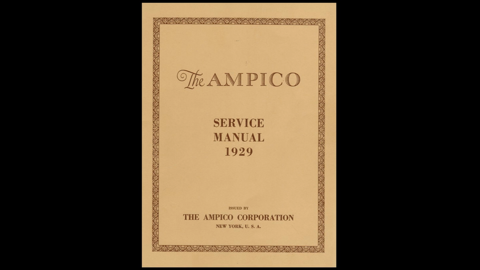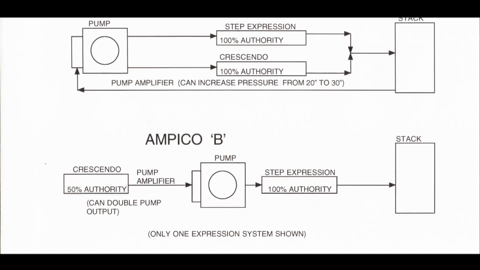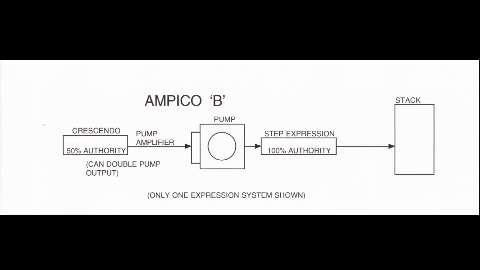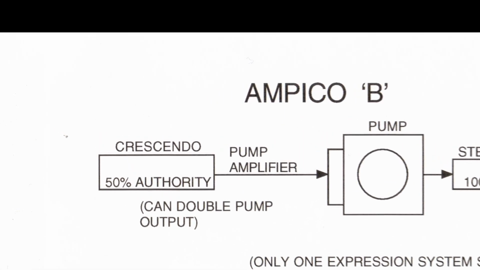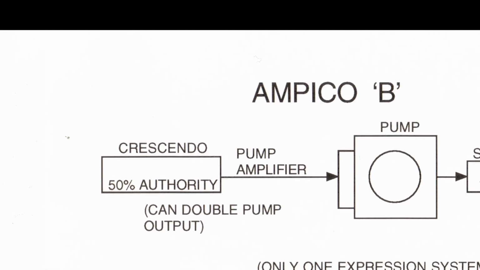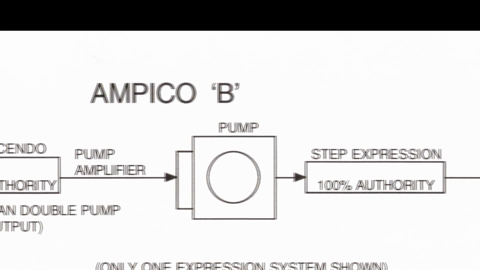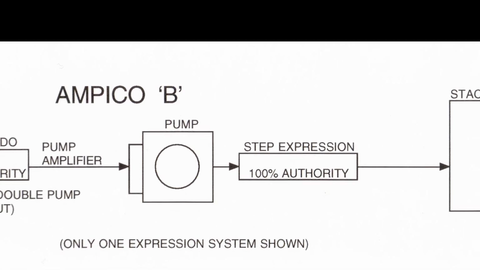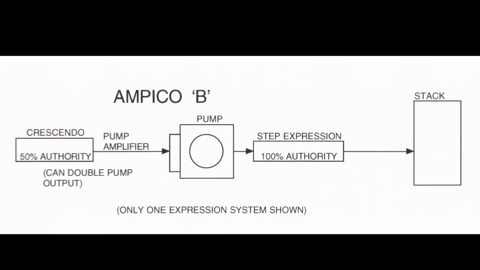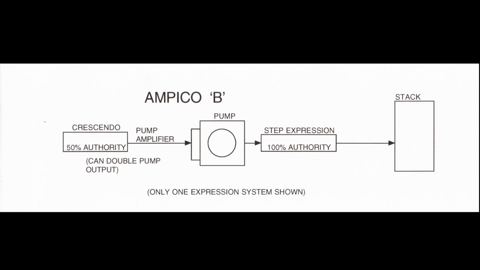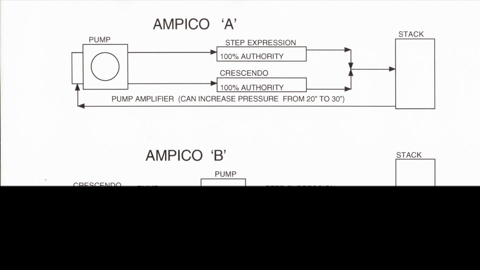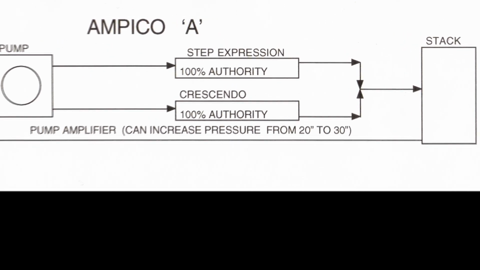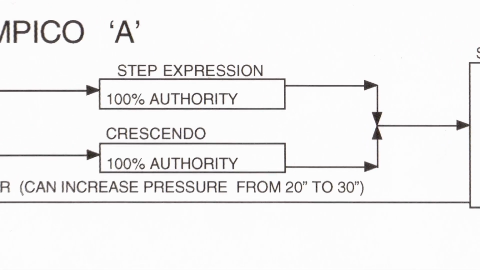The Ampico B differs from its predecessor because its step intensity scale and the crescendo scale are additive. It takes both the highest step and the highest crescendo for that system to achieve maximum playing volume. Conversely, the Ampico A may achieve maximum volume with either the step system or the crescendo system acting alone.